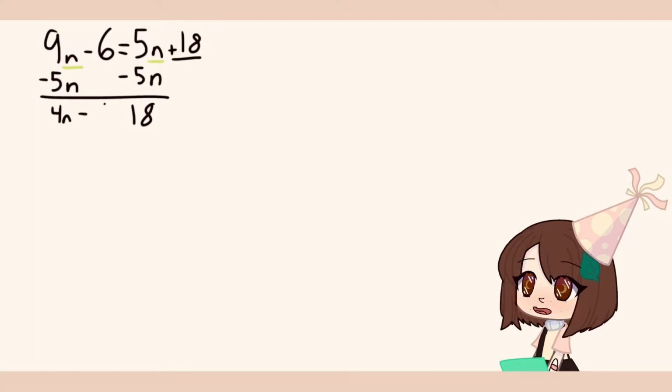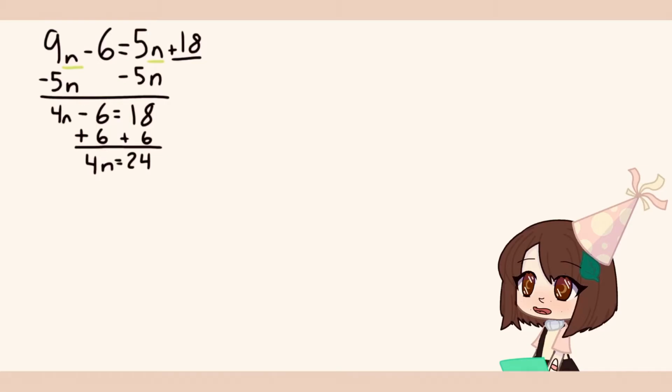4n minus 6 equals 18. Now, the next thing you have to do is, you can tell that negative sign over here is negative 6, so you have to add 6 to both sides. So here you would end up with 24, and here you would end up with 4n.